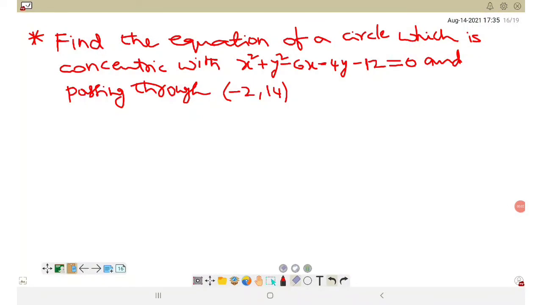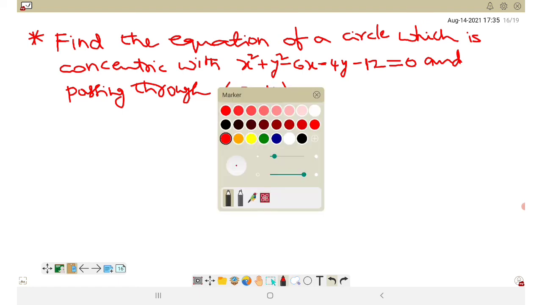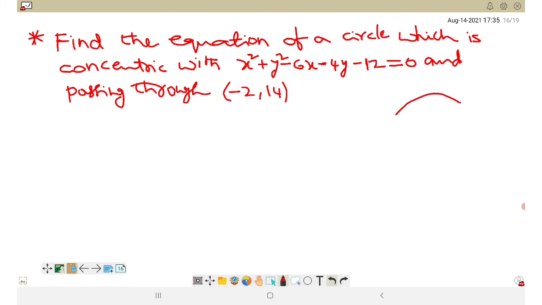Next, this is important for a 2 marks question. Find the equation of a circle which is concentric with x square plus y square minus 6x minus 4y minus 12 equal to 0 and passing through (minus 2, 14). Concentric means the centers are equal: if two circles have equal centers, then the two circles are concentric.